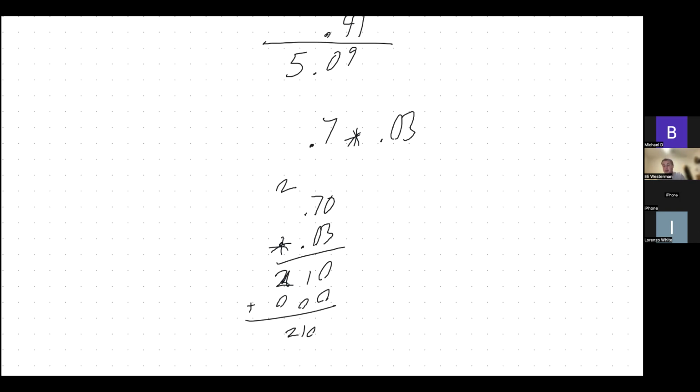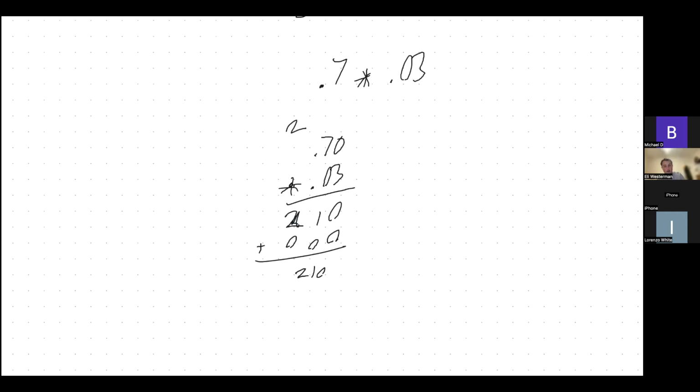Then we have to count the decimal places. Pay attention to this and then go back and rewatch it on the recording on YouTube. We have 1, 2, 3, 4. So our answer is 0.0210. Beautiful.